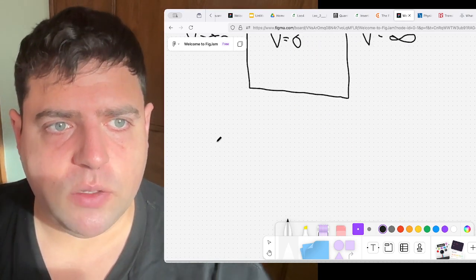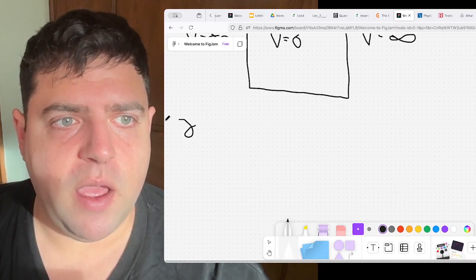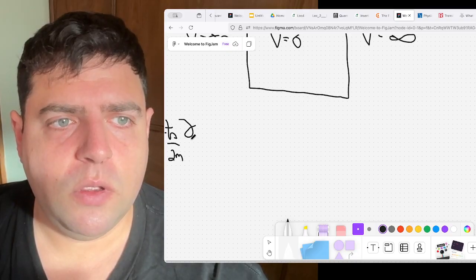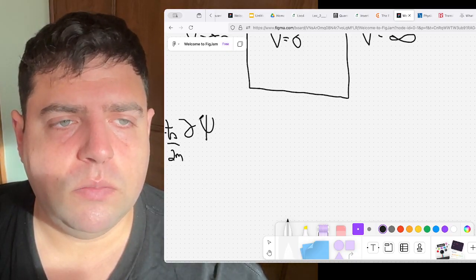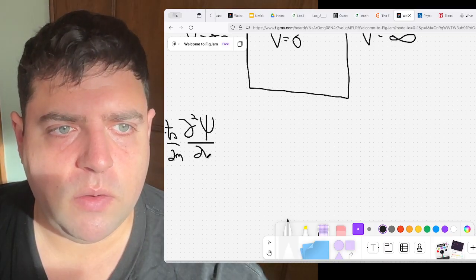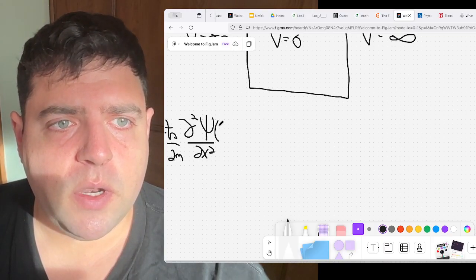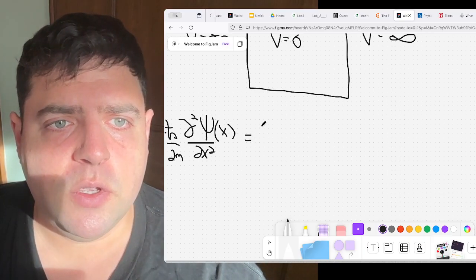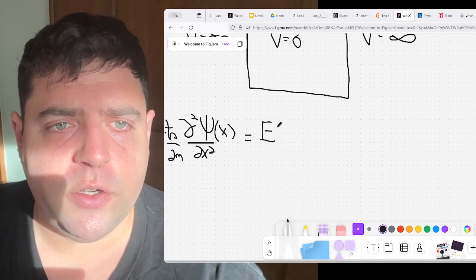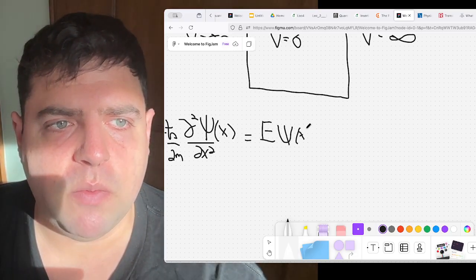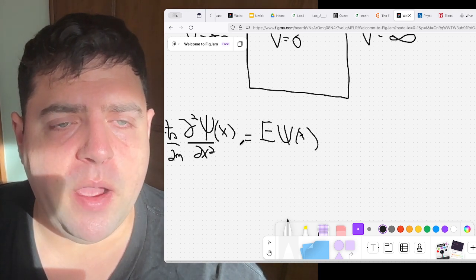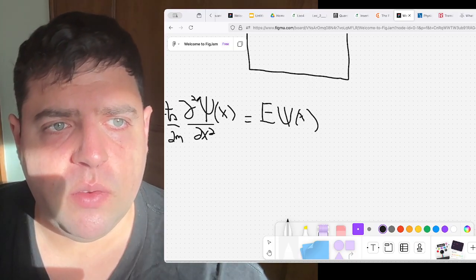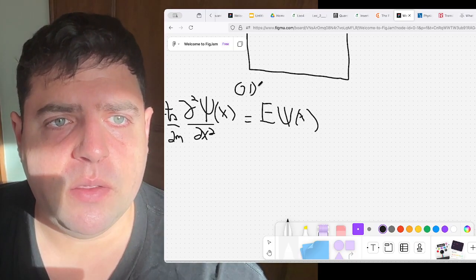So we don't have a potential. Potential is 0. So we just have this part of the equation. Negative h bar squared over 2m, and so on. Right, and we're just doing that. Plus 0 equals, again, energy times this, this, and this. And yeah, so we know what this is. This negative is going to come over here. So, again, this has been reduced to an ODE.